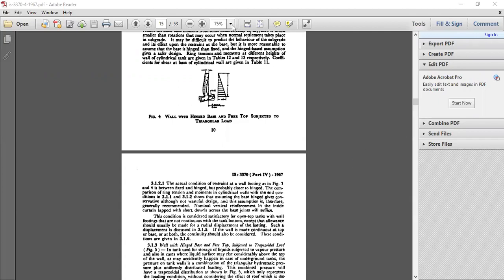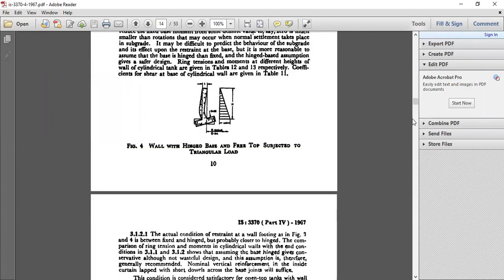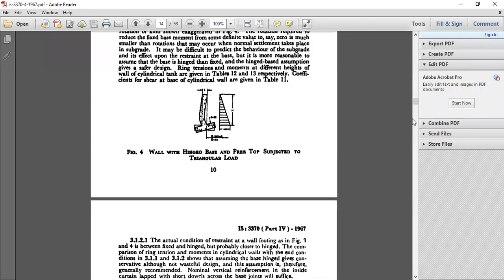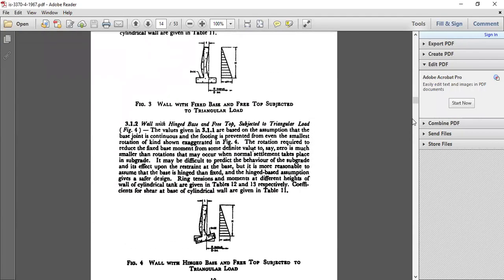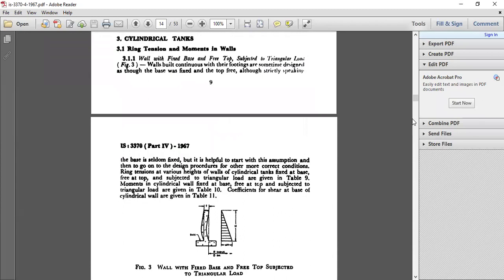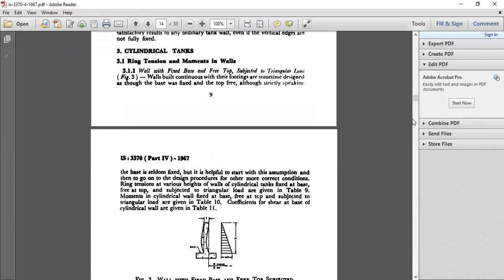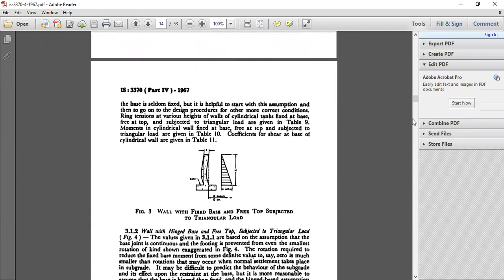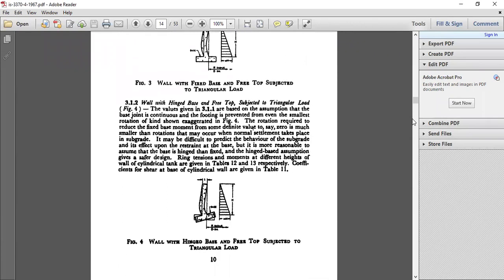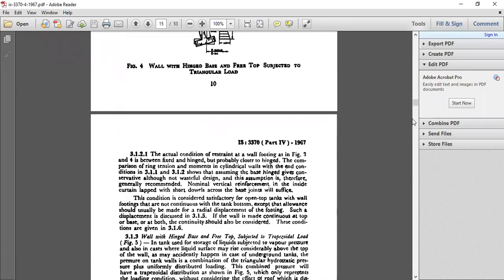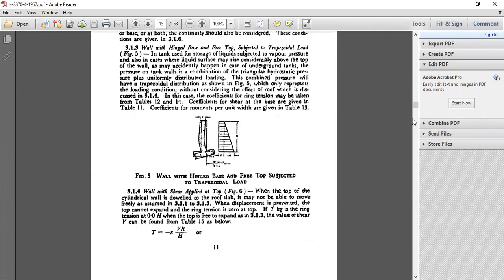ठीक है. So first let us see what are the tables given in the code. ठीक है. So for the tanks there are two methods, approximate and IS code method. So this is for the circular water tank.